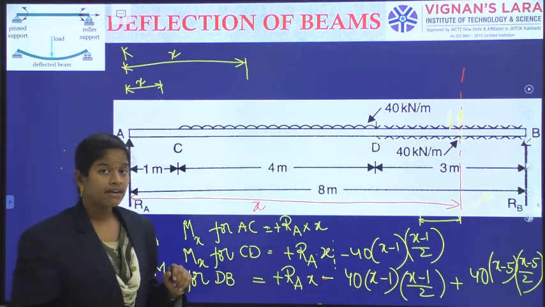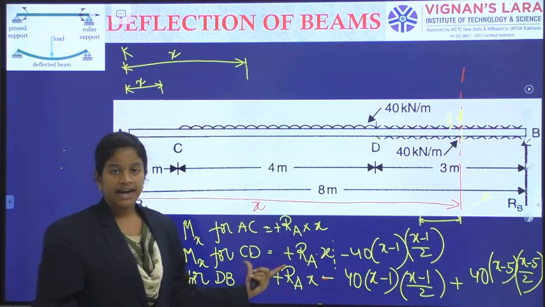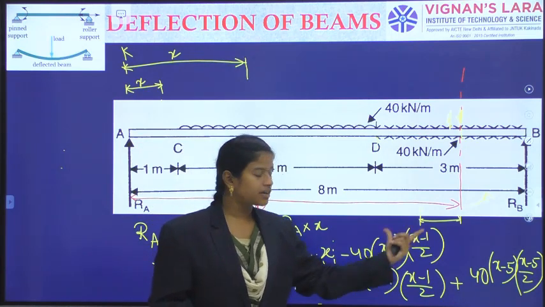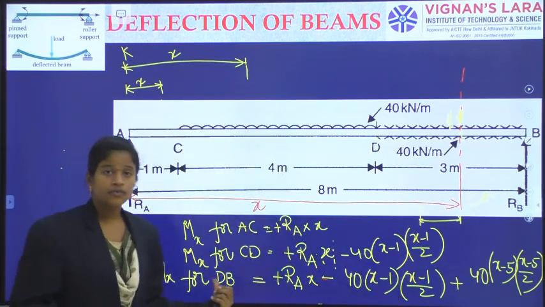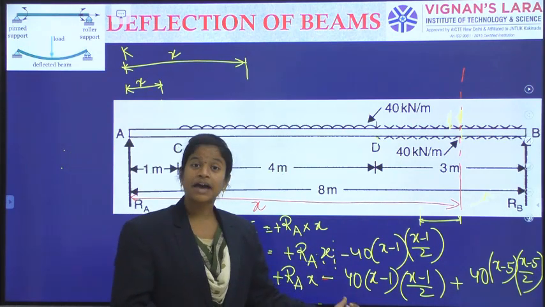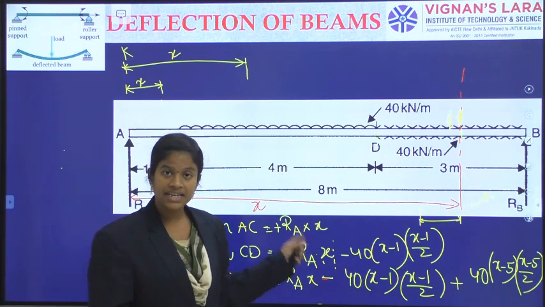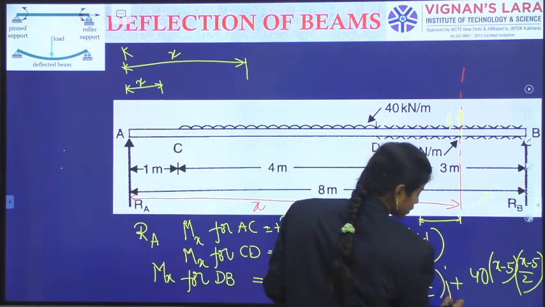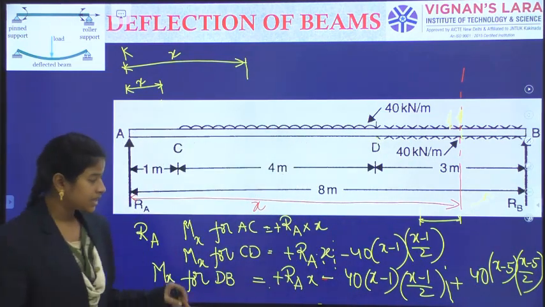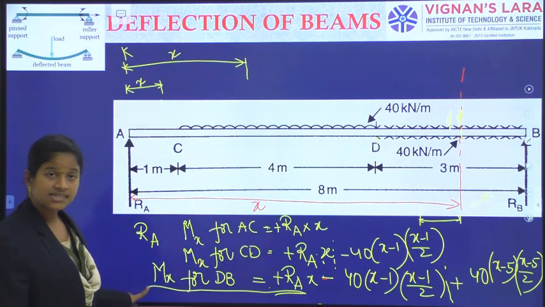Now, see here, why I have said generalized term. When you observe the first term, I have got plus RA into x. And observe the next span, RA into x, along with that I have got minus 40 into x minus 1 into x minus 1 by 2. When I go for the last span, RA into x, minus 40 into x minus 1 into x minus 1 by 2, and some more term: plus 40 into x minus 5 into x minus 5 by 2. So involving 3 equations in a single equation, I have got the last equation.